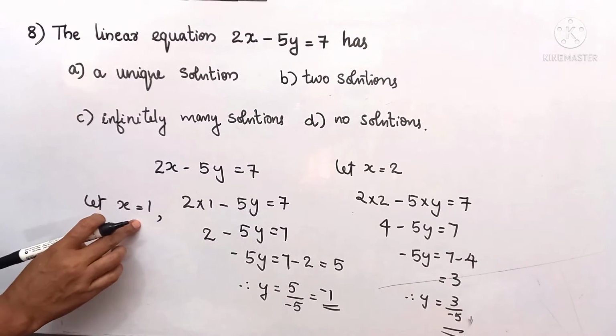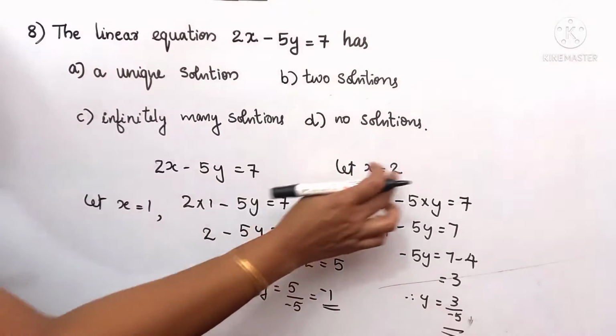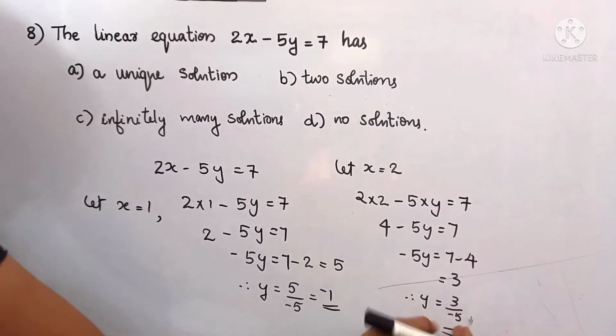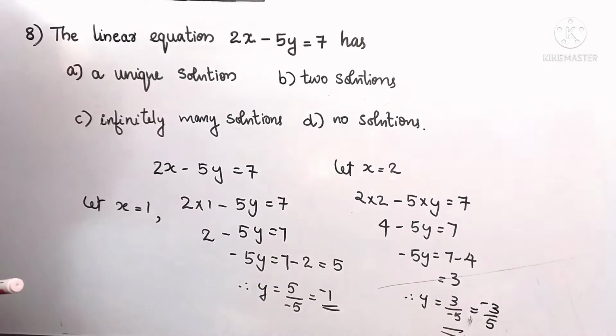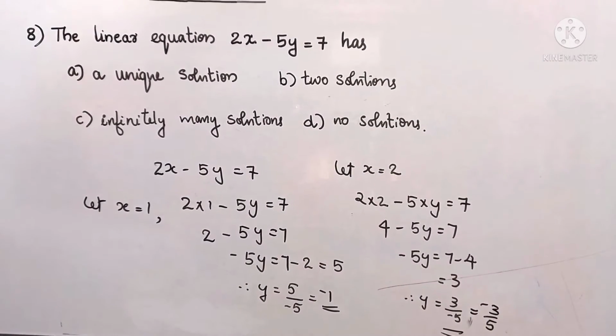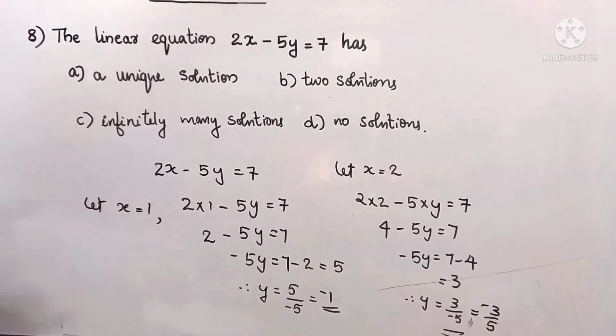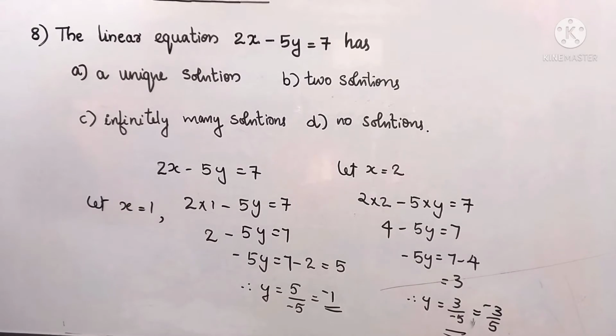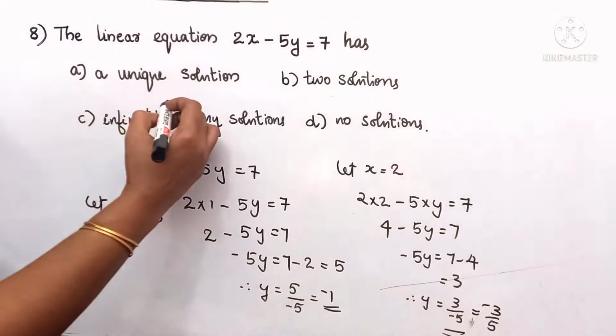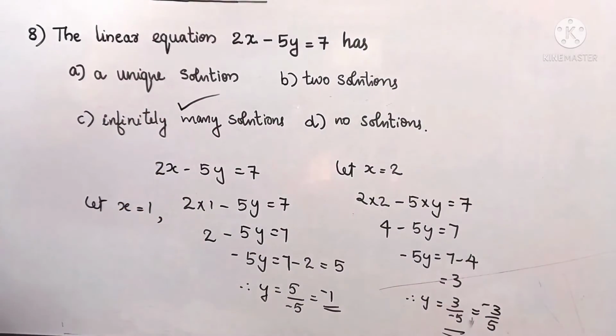When x equal to 1, y equal to minus 1. When x equal to 2, y we have got 3 by minus 5, or minus 3 by 5. That means whenever we give a value of x, like x equal to 3, we will get another value of y. So it has infinitely many solutions. That is the answer. Infinitely many solutions.